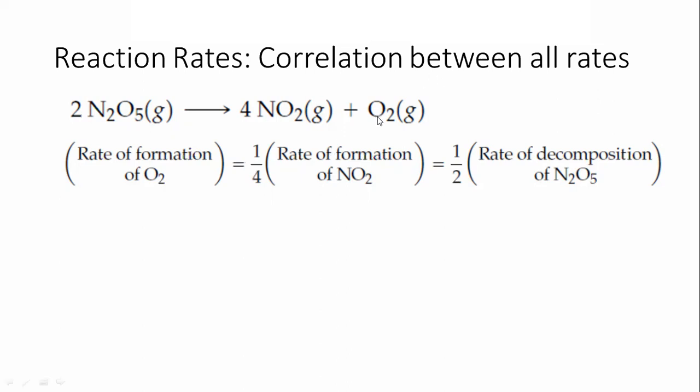So the rate of decomposition of dinitrogen pentoxide is 2 times as compared to the rate of formation of the oxygen, or the rate of formation of nitrogen dioxide is 4 times as compared to the rate of formation of the oxygen. So the ratio between all these reactants and products: if you consider this one, this should be a 4, this should be a 2. So let's consider the first one.